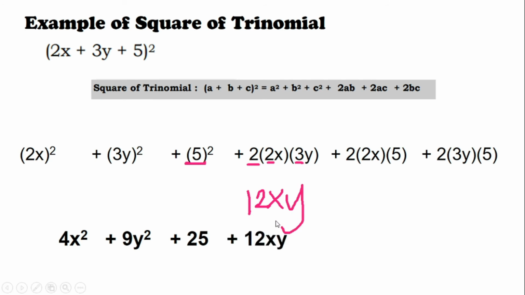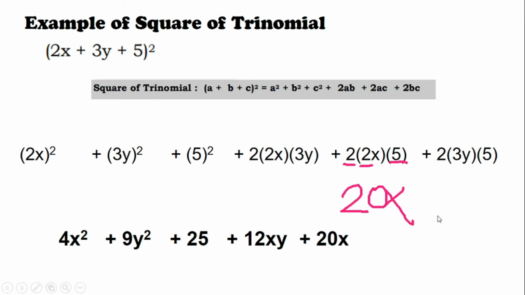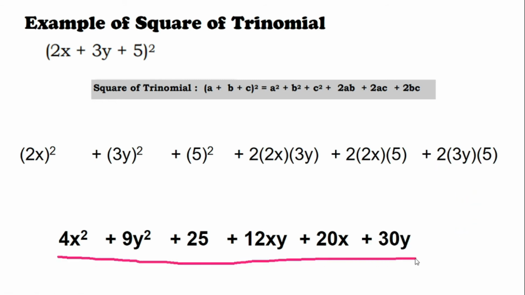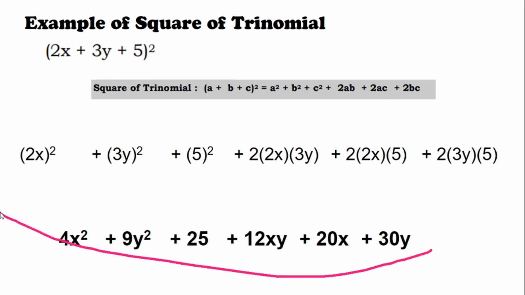And then plus, 2 times 2, that's 4, times 5, that is 20. And then yung variable na x, plus 20x. Next is 2 times 3, that's 6, times 5, that's 30. And then variable na y. So, plus 30y. Meron ba tayong same or similar terms? Wala naman. So, this will be our final answer. Okay?